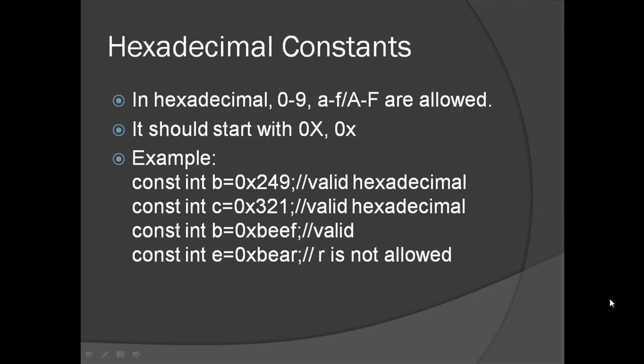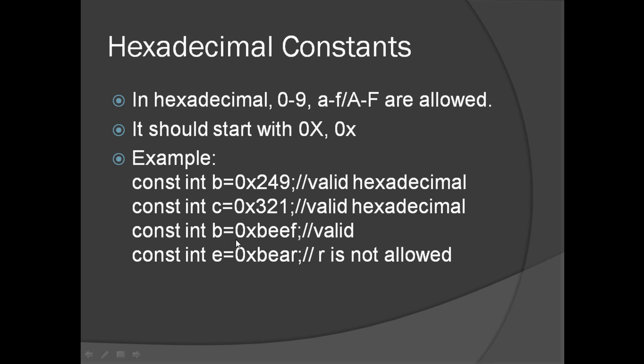These are the valid digits that can be allowed as part of hexadecimal constants. It should be prefixed with 0X or 0x. So let's see some examples. const int b is equal to 0x249. This is a valid hexadecimal. Then const int c is equal to 0x321. This is also a valid hexadecimal.